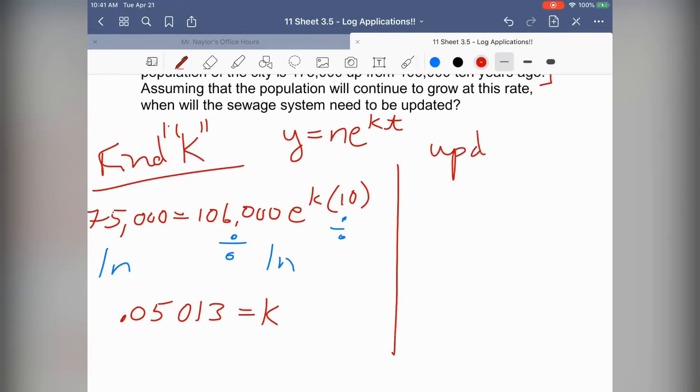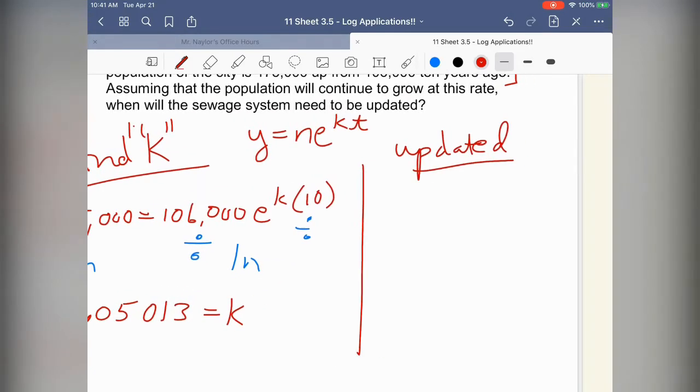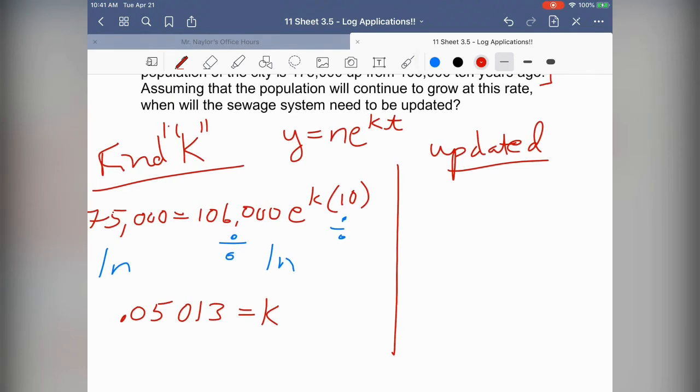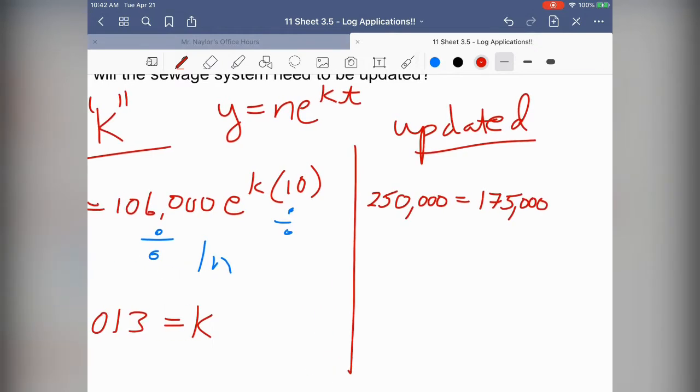In this case, as it's worded, when is the system going to need updated? And I want you to see here that we also have the ability to rearrange the starting and final values. That is, this time we're going to use 250,000 as our final value, but that means 175,000 has to be your initial value. We can change 175,000 to be our initial value since it's now at a different period of time. And of course, we're looking for the new amount of time that's going to be required to do that.